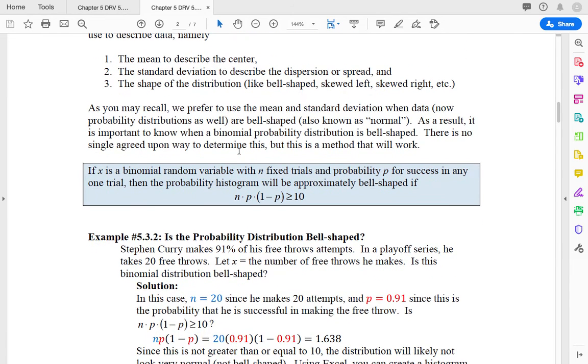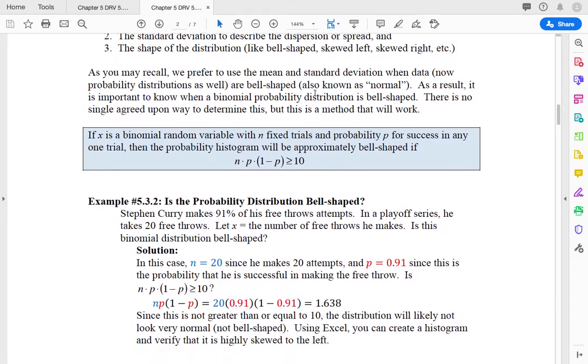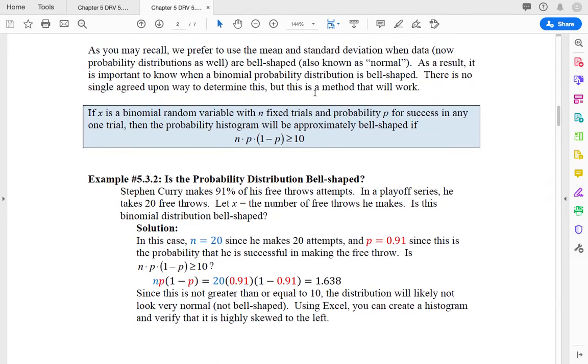So you might be asking yourself, but wait, if it's skewed, I thought we were supposed to use the median and the IQR to describe the center and the dispersion. And that's true. So we really want to be able to know, all right, well, the mean and the standard deviation are going to be very helpful, but mostly in situations when we have something that's bell-shaped. So when is a binomial distribution going to be approximately bell-shaped? And that's in this blue box right here.